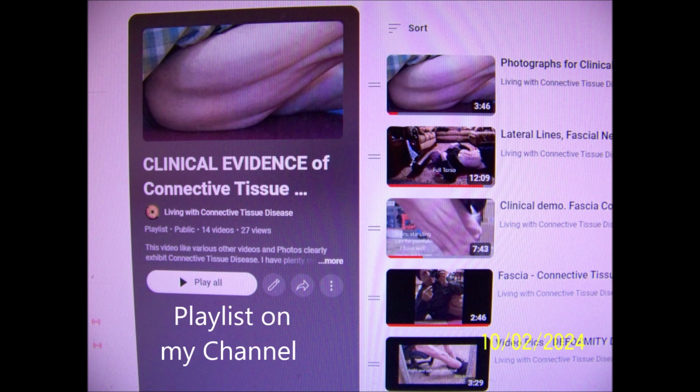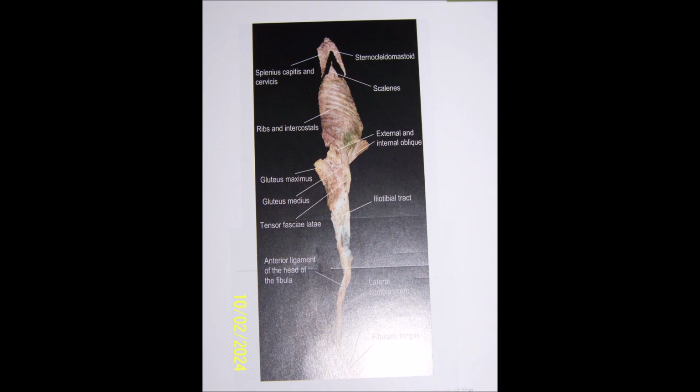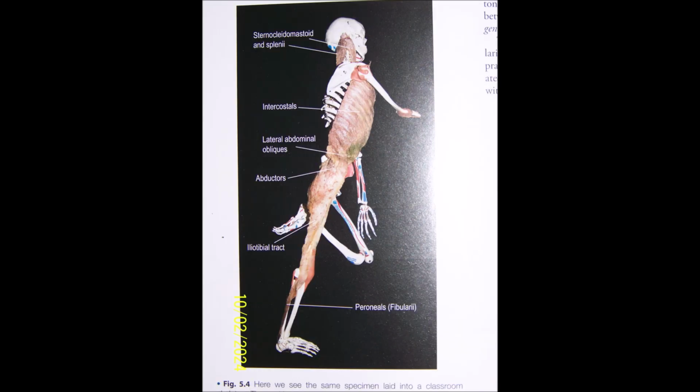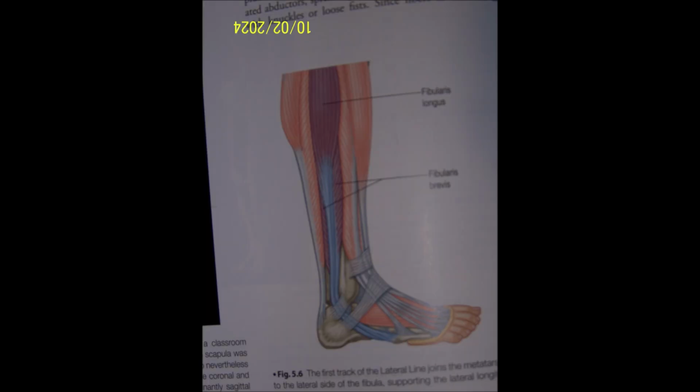Clinical evidence of connective tissue disease, plenty of photographic evidence of what you see here. This is a cadaver of all the interconnected tissue that involves the lateral lines. It's quite obvious. My lateral lines are quite bad. It's evident in the photos. It's evident just upon examination.